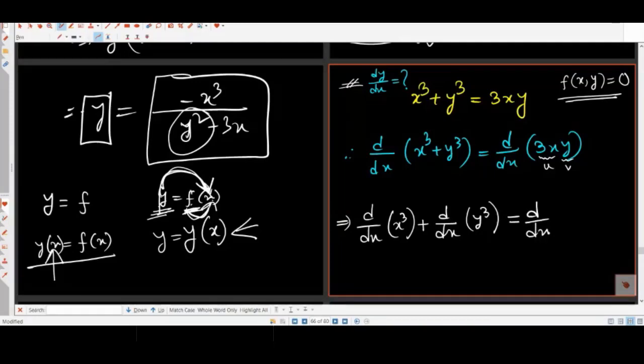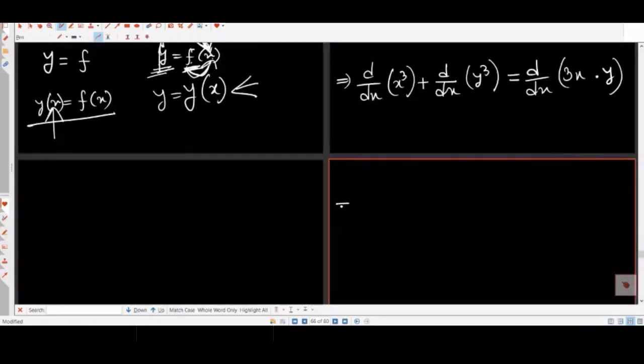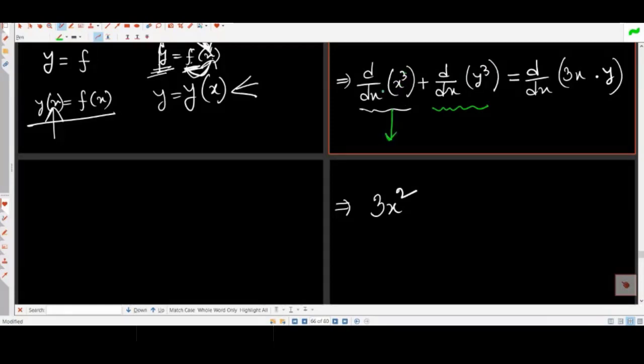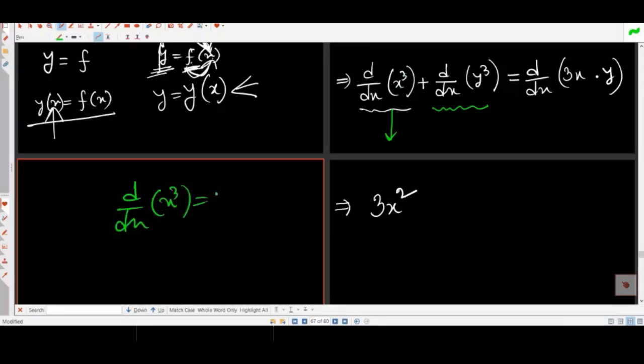So let's write d/dx of 3x times y. Now, the derivative of x cubed, you know, is 3x squared. Similarly, we can find the derivative of y cubed, but be careful about the symbols. Whenever we differentiate x cubed, we are differentiating x cubed in terms of x. Here x and x are the same. So the differentiation of x cubed is 3x squared. But what will be the case for the differentiation of y?